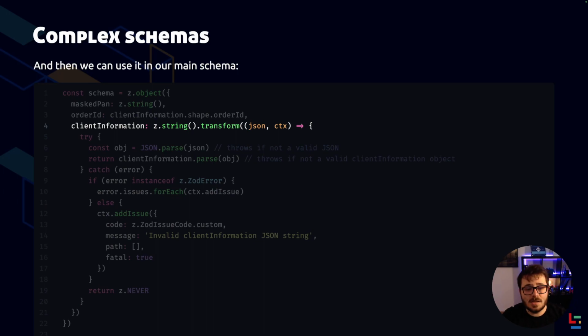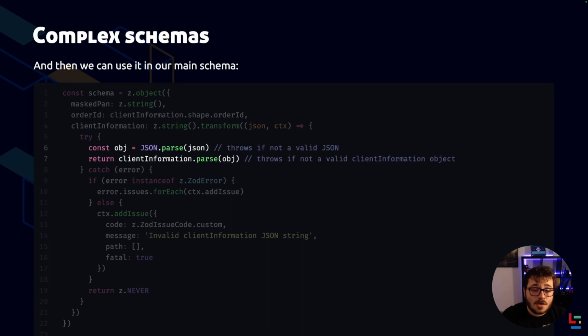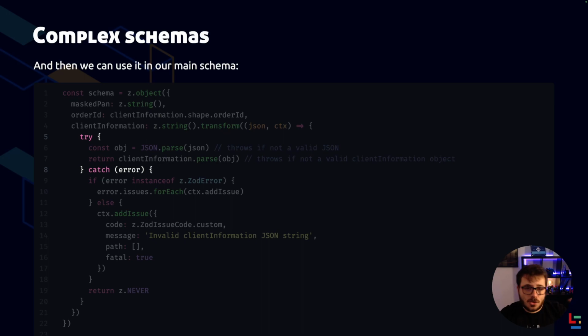So we're saying, okay, this is a Z string, but we want to transform this type after we receive it into an object. First, we're going to parse it. We're going to use try catch for this. First, we're going to try to parse a JSON. If it's an invalid JSON, then it's also an error. Then we are going to try to parse this JSON object into our own object, right? So we're going to do a try catch.